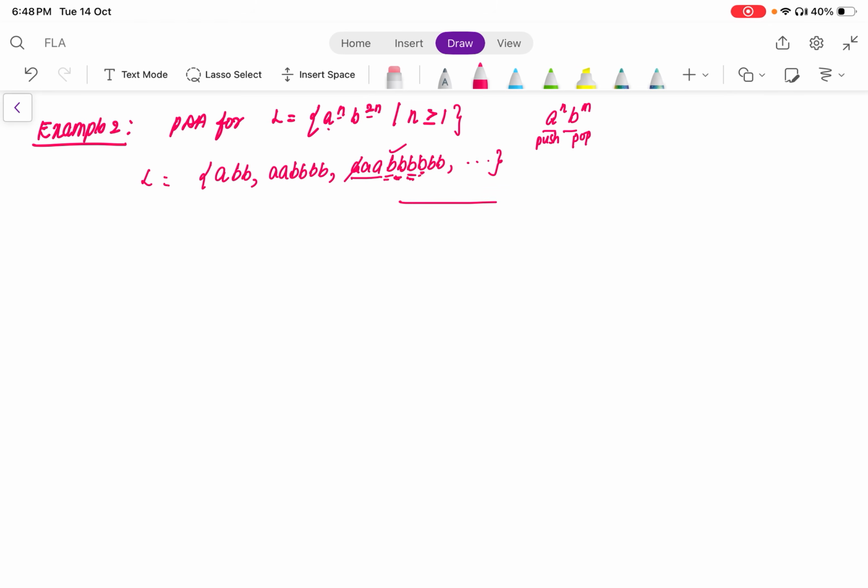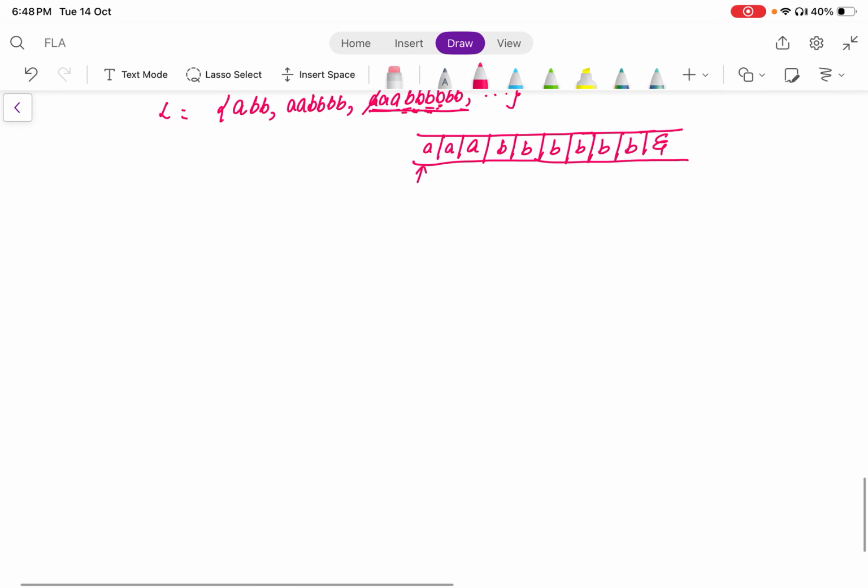Now the input tape will look like this. Let me take this as the example string: a a a, and then you will have 6 b's: 1, 2, 3, 4, 5, 6, and the end of the string is denoted as epsilon. Now the first input is a. So the transition function is: state is Q0, input is a, the initial symbol in the stack is Z0. For push operations, you don't change the state. It's Q0, comma, what is the current state of the stack? a Z0.